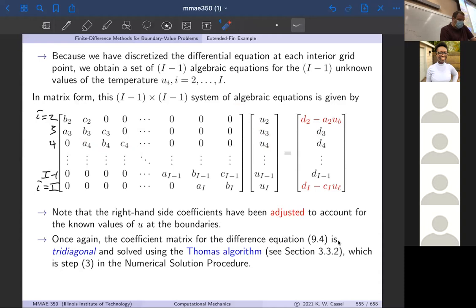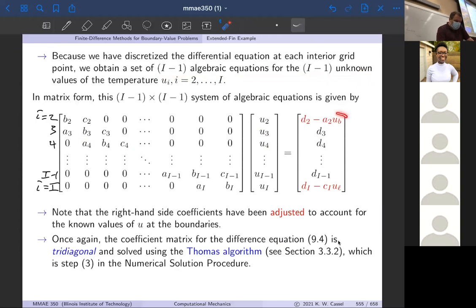So how many equations do we have? Well, I have as many equations as there are unknowns, which is capital I minus 1. There's capital I plus 1 points, but I know the left boundary point, I know the right boundary point, so that's 2 of them. So if I have capital I plus 1 points, 2 of them are known, that leaves capital I minus 1 unknowns, and I have 1 equation for each of those. So I have a big system of equations, capital I minus 1 equations for capital I minus 1 unknowns. Great, that all makes sense.